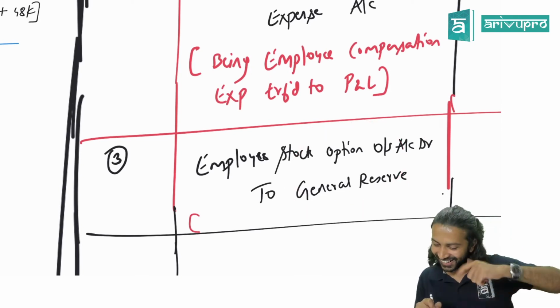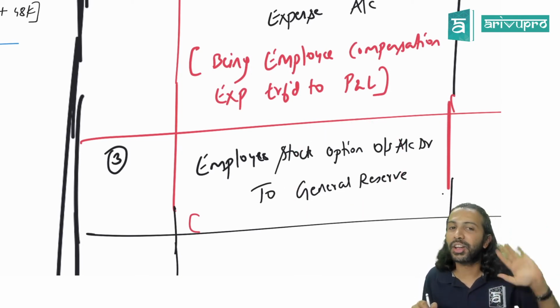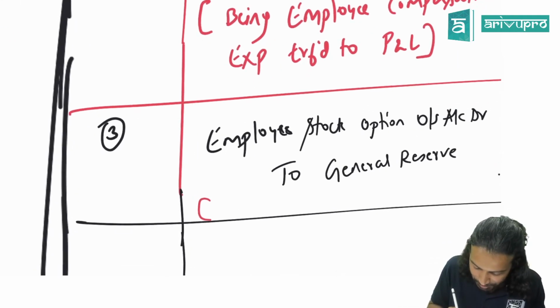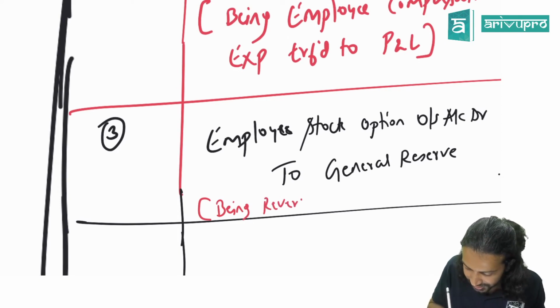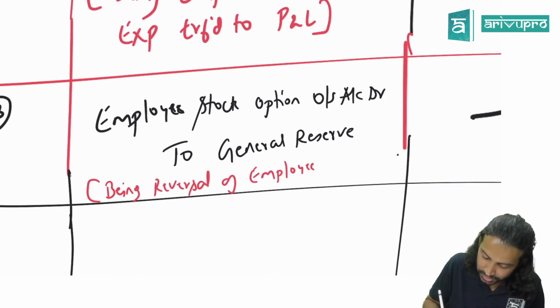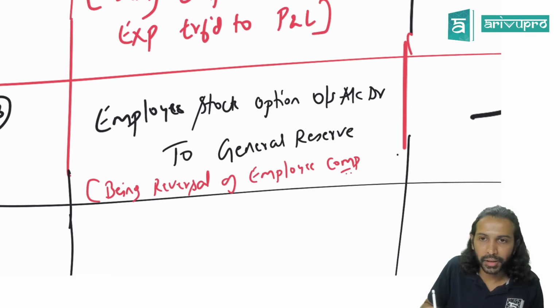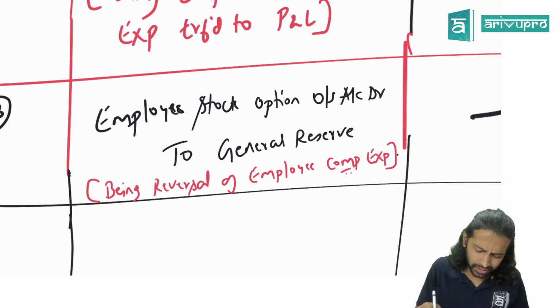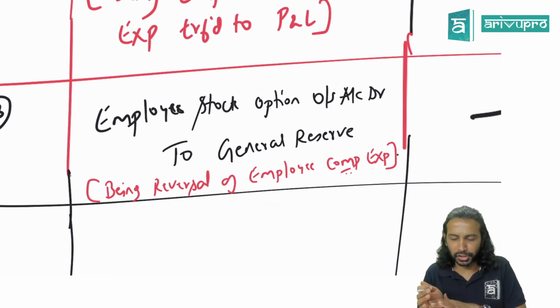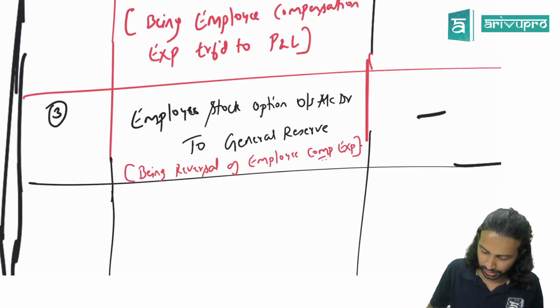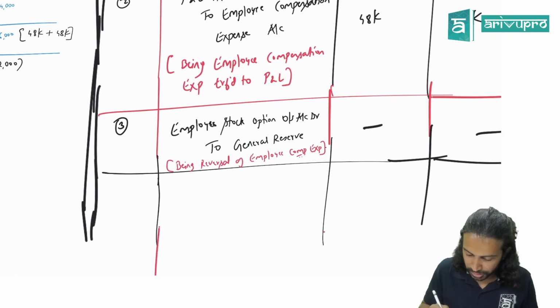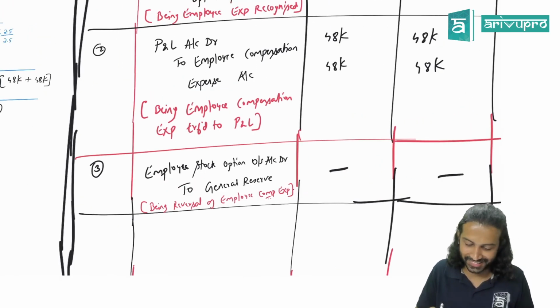So the narration is: being reversal of employee compensation expense. I'll write COMP as in compensation expense. Or employee compensation expense reversed, whatever way it is. Write it in your own words, no worries. Or being employee compensation expense reversed and transferred to general reserve. Like that also. You want to add masala, then add. Who's telling you no? Don't add too much masala and change the whole meaning, that's all.